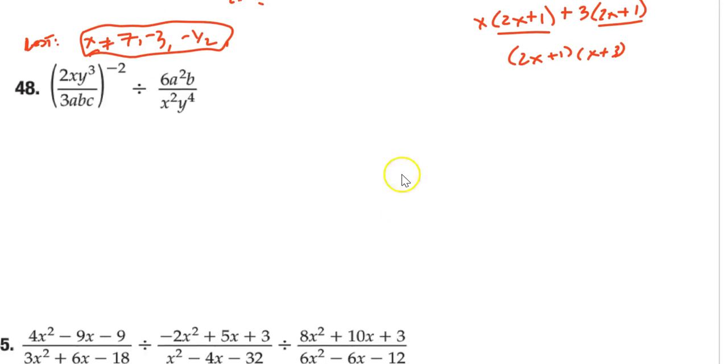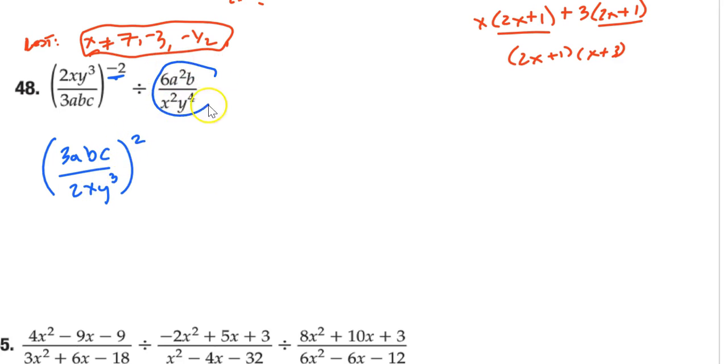This next one has negative 2 powers. So remember what the negative does? It flips it. So if y'all want, it can flip it early. So 3abc over 2xy cubed. There's still a 2 there. Remember, and this is divided by, remember what divided means: multiplied by the reciprocal. So x squared y4 over 6a squared b.